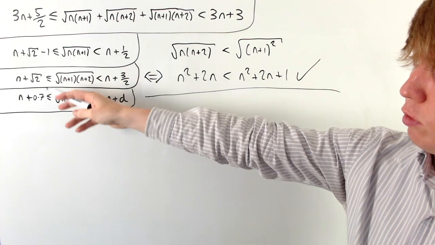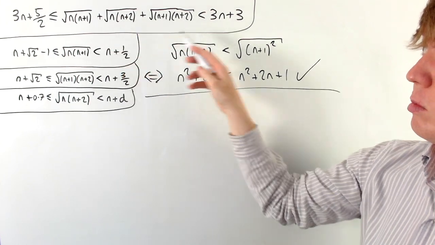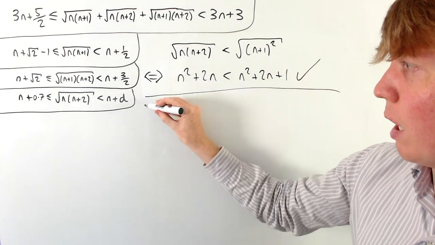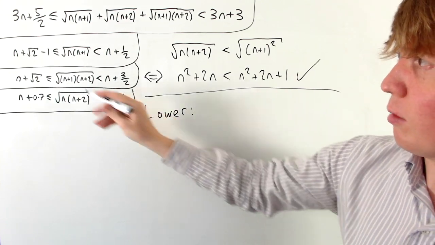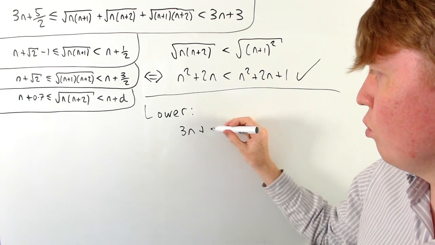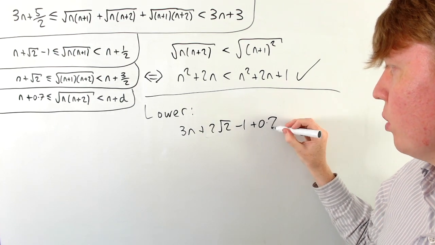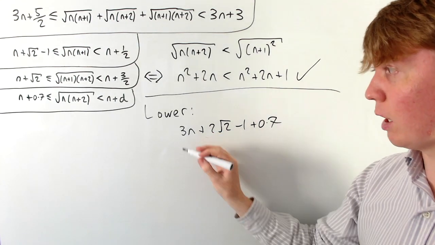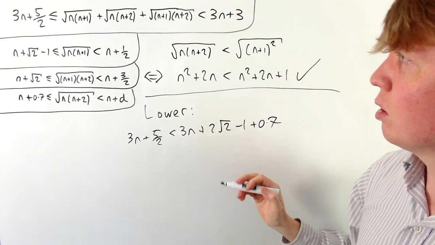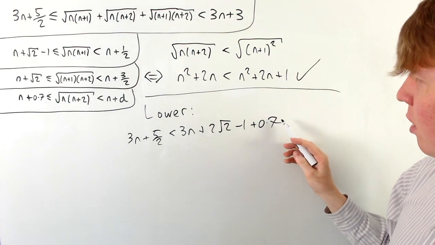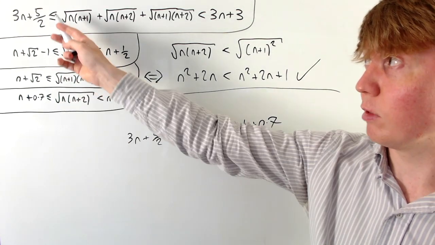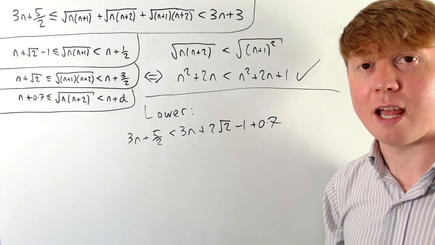So now we can combine our three lower bounds and our three upper bounds to check that our sum of square roots term is indeed bounded between these two terms as we'd like. So for our lower bounds, let's just write out the sum here. Adding these three lower bounds together, we get 3n plus 2 root 2 minus 1 plus 0.7. We actually saw earlier, or you can verify if you like now, this is greater than 3n plus 5 over 2. So we've shown that our sum of square roots expression here is bounded from below by this term, which is itself bigger than 3n plus 5 over 2. So we definitely have this 3n plus 5 over 2 as our intended lower bound.